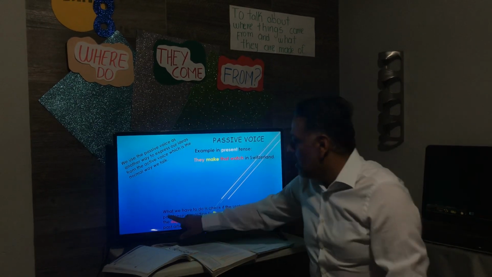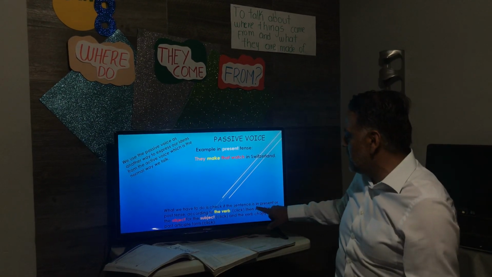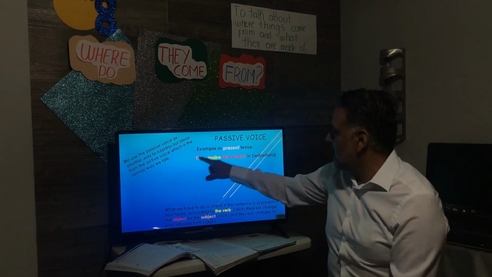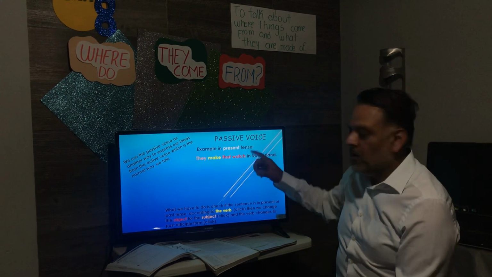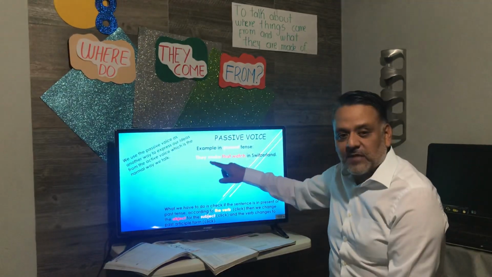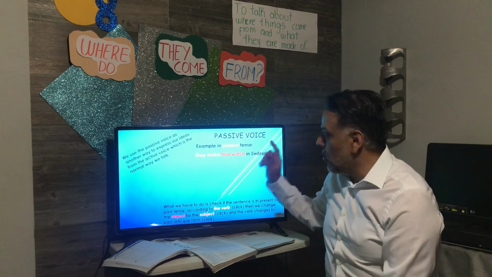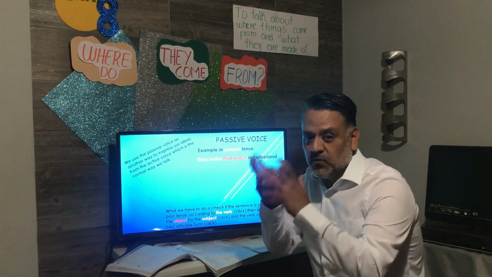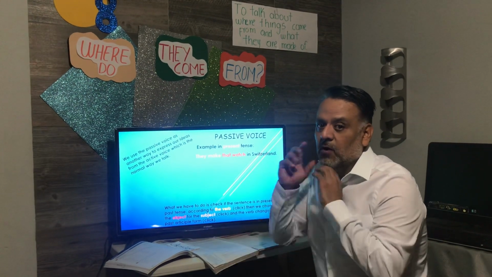What we have to do is check if the sentence is in the present or in past tense. In this case, the sentence is in present tense. Why present tense? Because the verb is in present tense, it's not in past tense. So we have to be very careful on that. When we have our sentences, you have to check it correctly or properly.